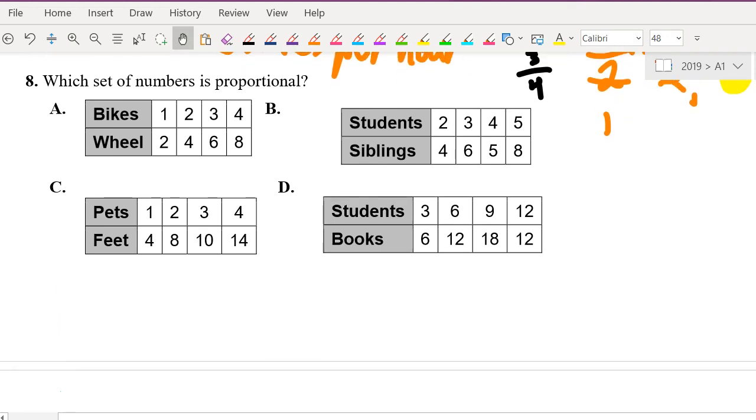All right. Which set of numbers is proportional? So 1/2. Do these stay 1/2? Sure do. Okay, so that looks like that's the right answer. What about this one? No. Oh, 4/5 is bad. Very bad. No, and bad. No. Okay, what about this one?